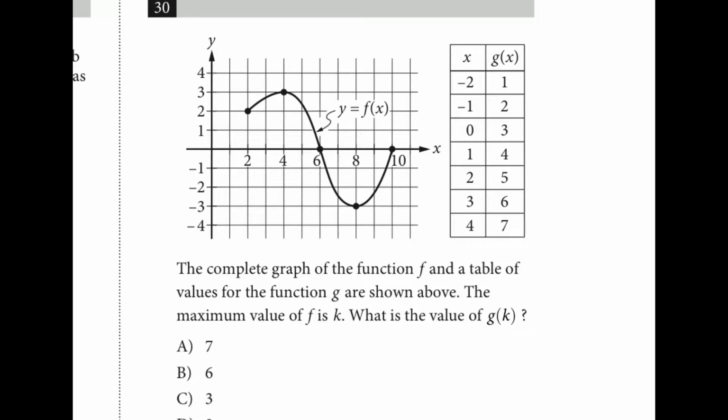Number 30, f of x looks like this. Y is equal to f of x. Notice this is function notation, and that just means what you put into the function. And the maximum value is k. So the largest value you get out is a 3. So that's what we're going to put into g of k. We're going to put in g of x. We're going to put in a 3 for k. So in other words, the x value is going to be 3. And what do we get as a result? B, 6.